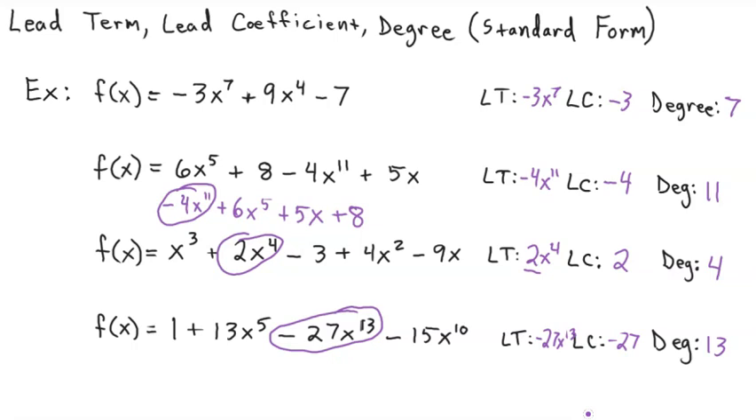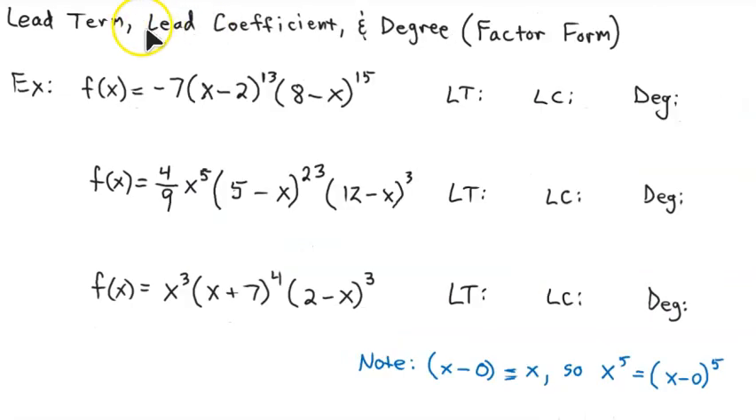And that's how we identify the lead term, the lead coefficient, and the degree in a polynomial function that's in standard form. Now we're going to look at how we can identify the lead term, the lead coefficient, and the degree in factored form.